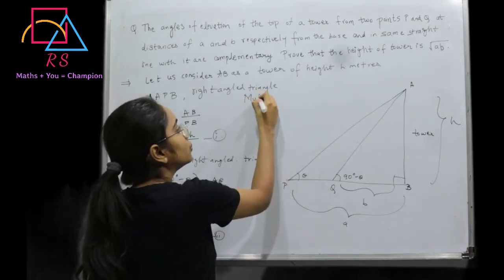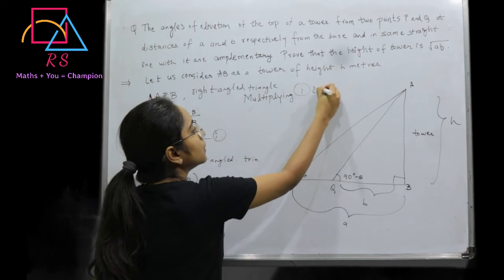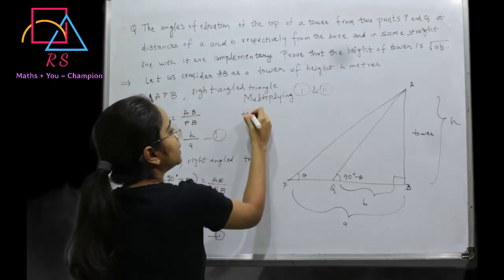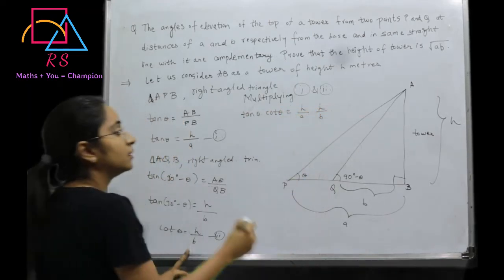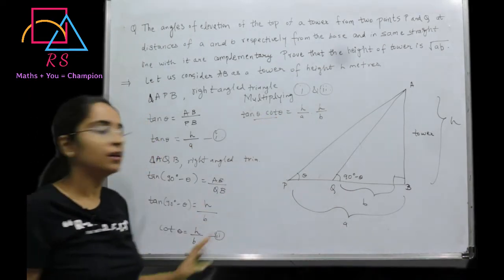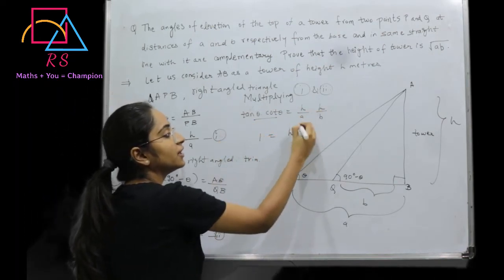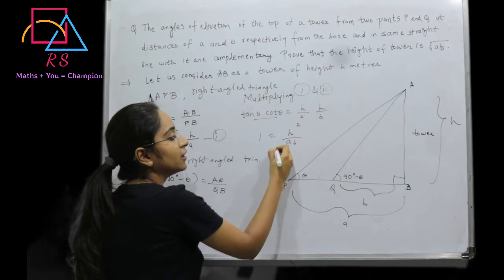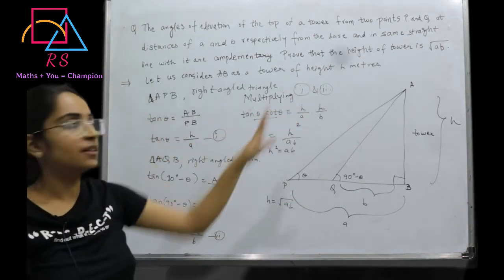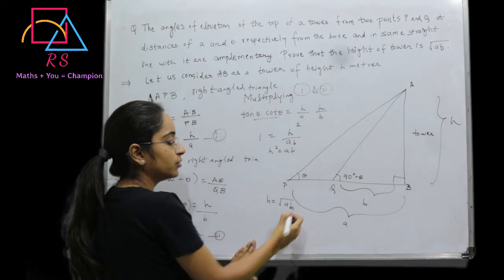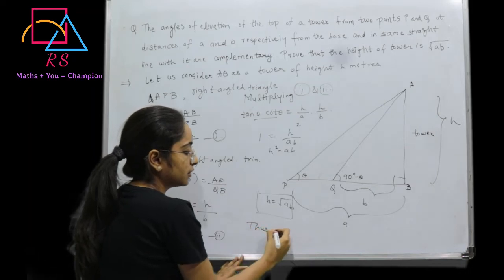Multiplying 1 and 2, I get tan theta into cot theta equals H upon A into H upon B. Here tan theta and cot theta are reciprocal functions, and their product is 1. So 1 equals H into H, which is H square upon AB. So I get H square equals AB, and H equals root of AB. Thus this is the required part. We have to prove in the question that H equals root AB. Thus I have proved the result.